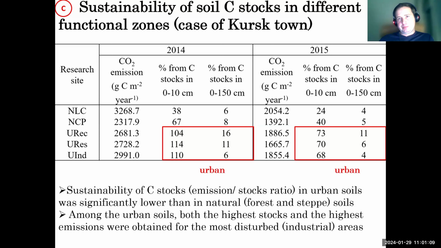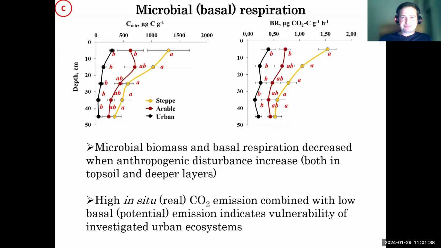So basically, the part of the carbon stocks which were emitted, which were biodegraded, in urban soils was way higher. And moreover, this fraction increased in the warmer years. So basically, urban soils were less resistant in terms of the carbon stocks, and this resistance went down when the climate conditions were hotter. So we can expect that with global warming, the situation will get even worse.